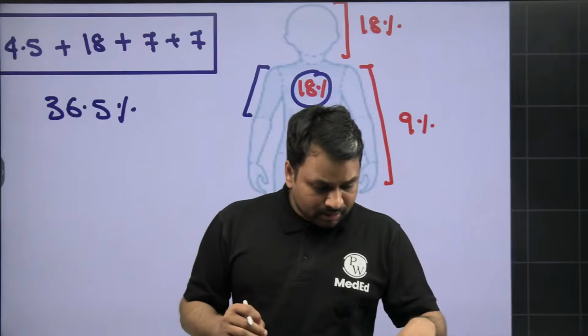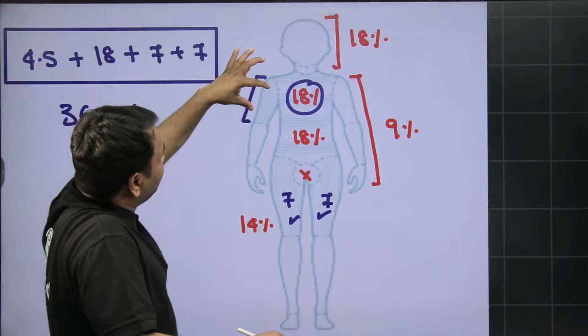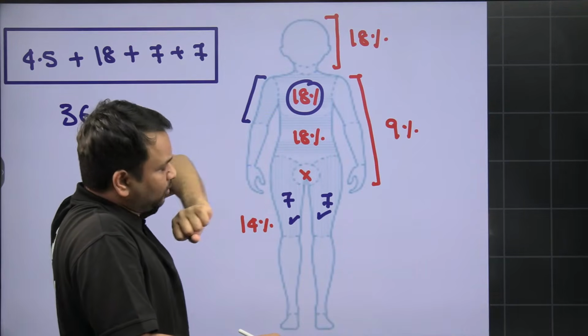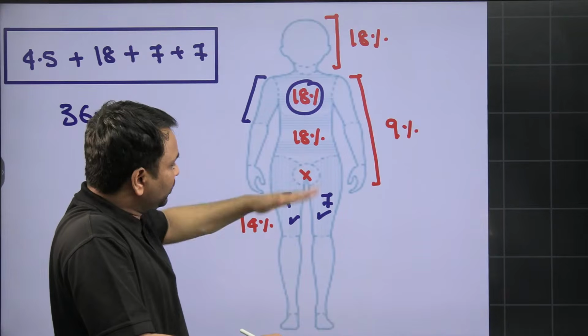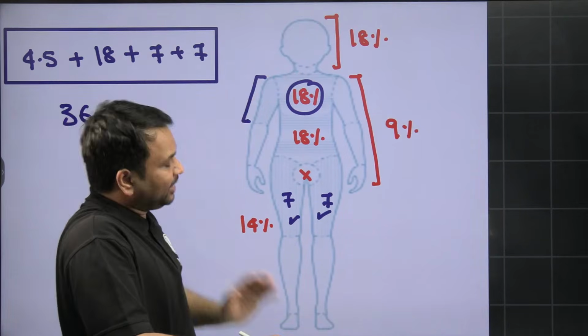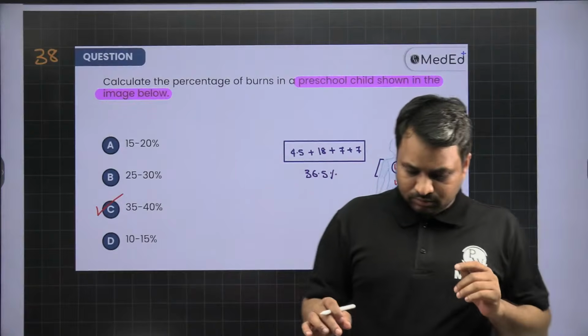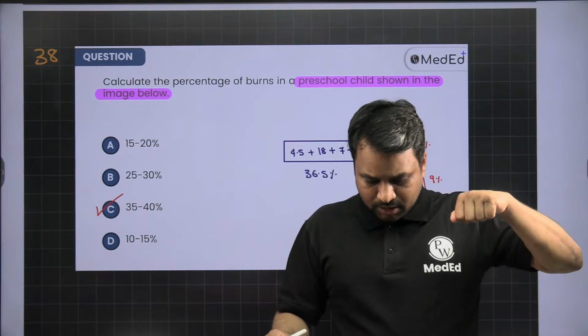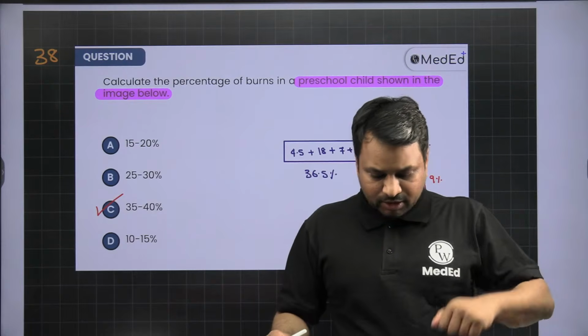Now here, in the upper limb only half is gone. The anterior trunk is gone. Half of the thighs are gone, the upper half of the lower limb. 7, 7, 4.5, 18. 18 plus 7 is 25, 25 plus 7 is 32, plus 4.5, 36.5, correct.